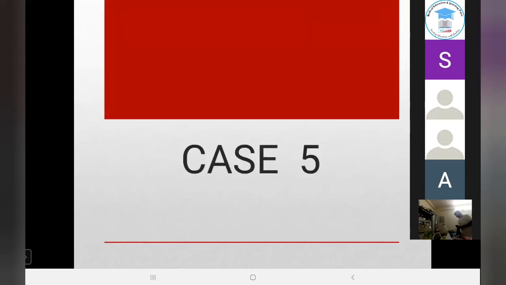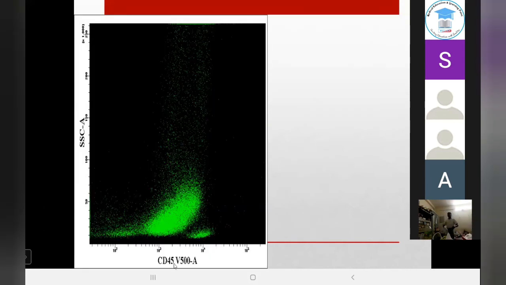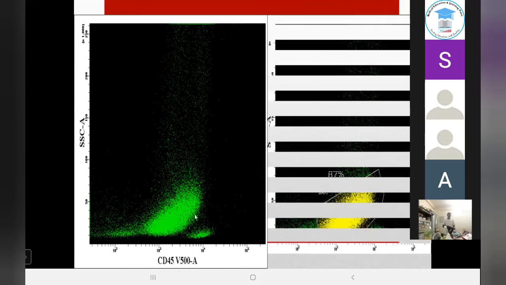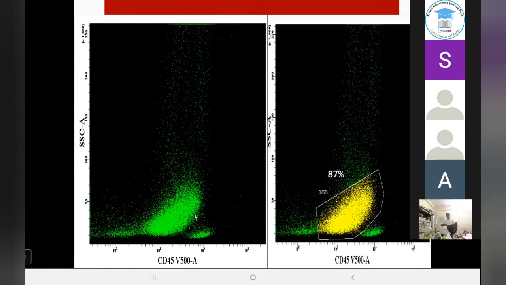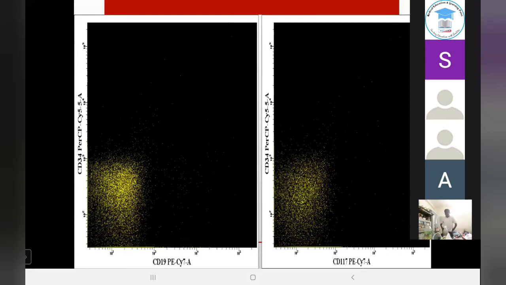Now let's quickly go on to the next case. This is a side scatter 45. This is the lymphoid population, and this is your suspicious abnormal population, which is again 87% of the cells. Now, who would want to tell the markers? What are the B cell markers here? CD34 and CD19, the B cell markers, and CD34 is positive. And in the next case, CD34 and CD117 are the markers, where CD34 is dim positive. It's a little difficult to say.